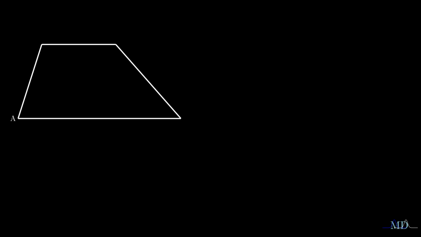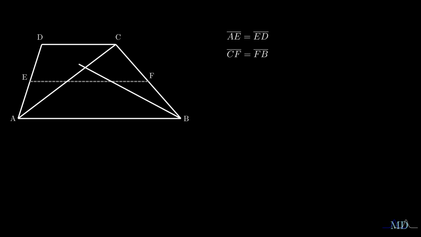In this video we are going to solve exercises using what we have learned about parallel lines cut by a transversal. In the first exercise there is a trapezoid ABCD, and we draw the segment EF. That is the segment between the two midpoints of the oblique sides. We want to prove that the midpoints of the two diagonals of the trapezoid lie on the segment EF.